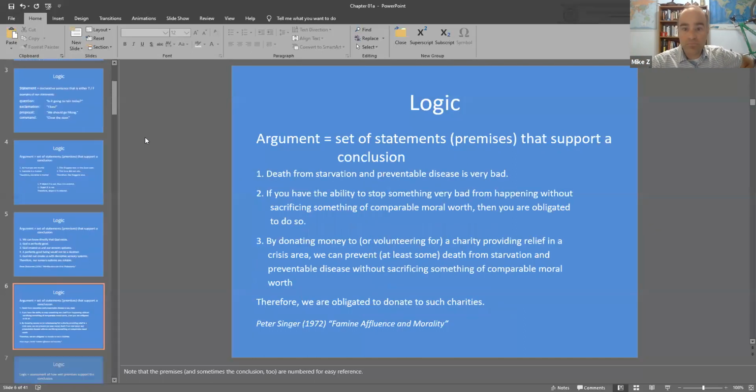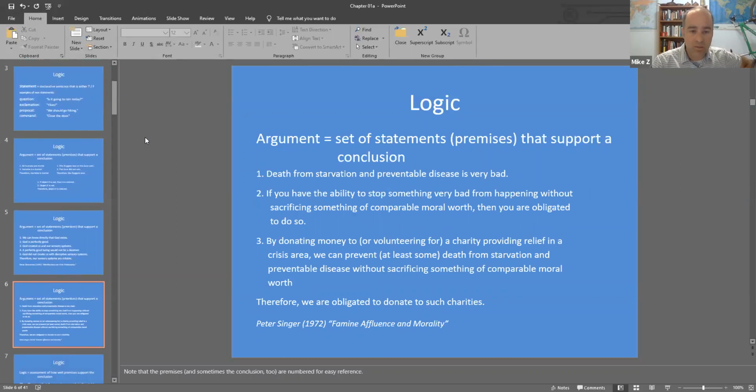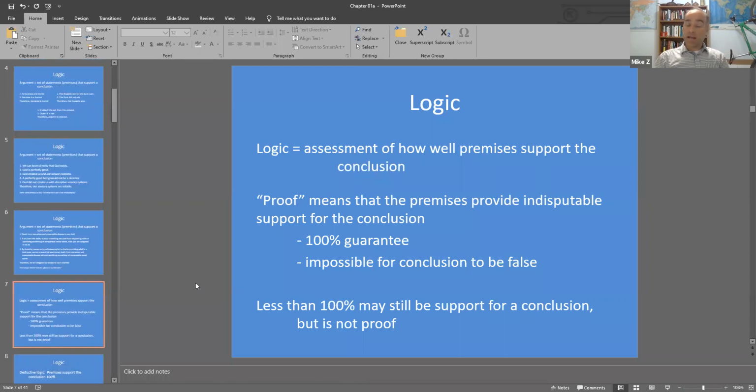But here's another one, just to give you a little flavor of the kinds of arguments that you might see in another philosophy class, like an ethics class or a metaphysics class. And so, these premises are fairly complex, and they do a lot of work to try to justify those premises. But nevertheless, this is standard format: number the premises, and they're intended to support a conclusion. Okay, so again, logic, just in general, is the assessment of how well the premises are actually supporting a conclusion.